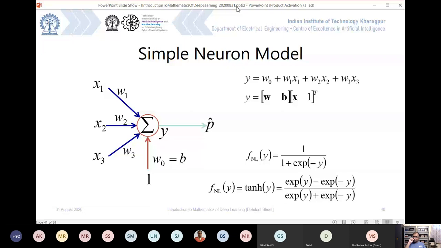Now this y can go through some sort of scalar function called a nonlinearity, and these nonlinearities can have different kinds of forms. The first one is called a sigmoid, which is range limited between 0 and 1. The second one is called tan hyperbolic, which is range limited between minus 1 and plus 1. And then you get your final output, which is p hat.